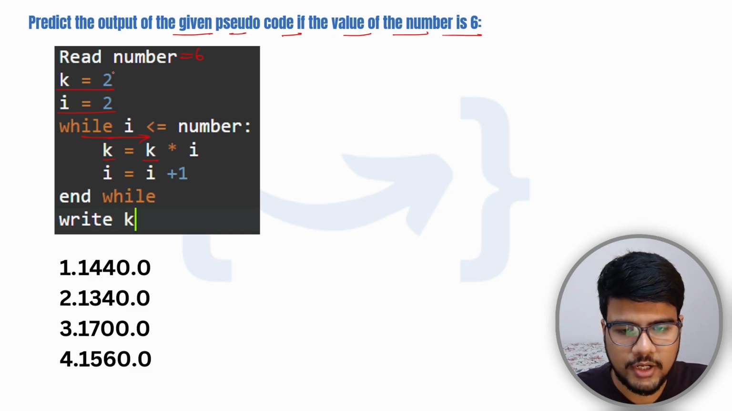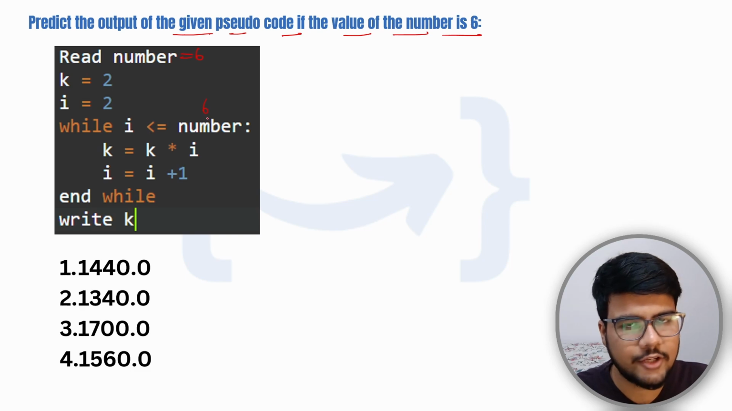Okay, so in the very beginning, this k will become 4 because 2 is less than 6. Okay, let me do it again, without any mess. So number is 6. Okay, great. So is 2 less than or equal to 6? Yes, then please reinitialize k. So k will be reinitialized to 4.